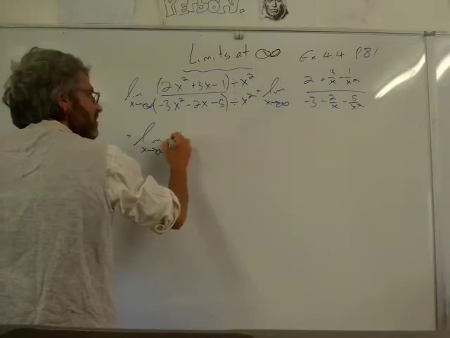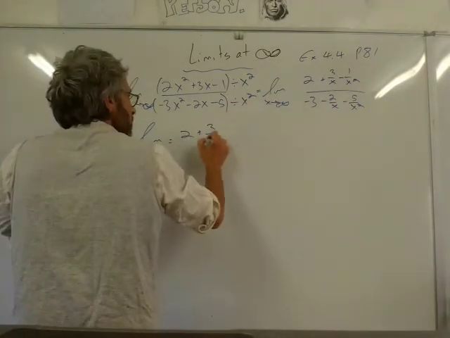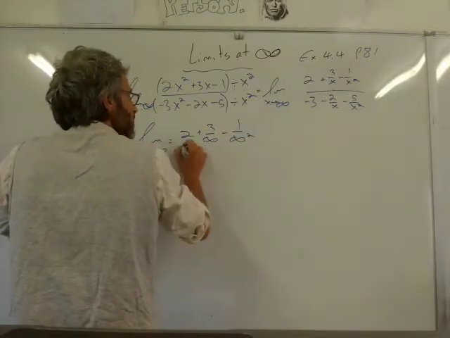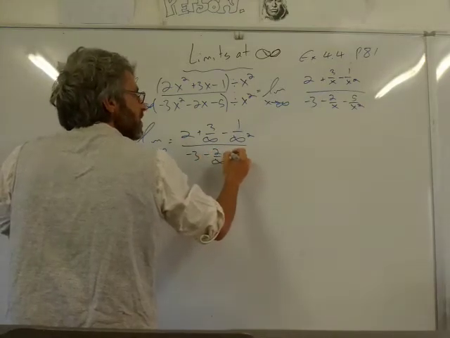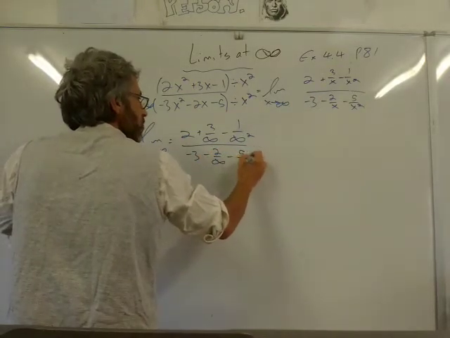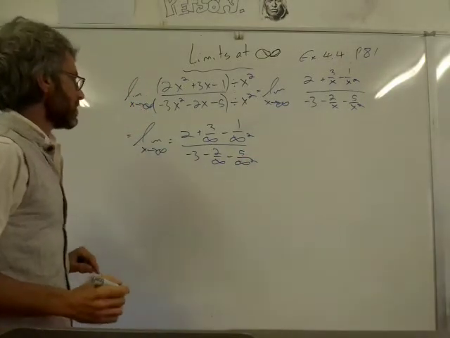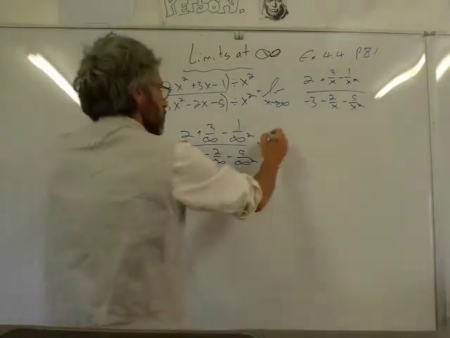X approaches infinity. 2 is just 2, plus 3 divided by infinity, minus 1 over infinity squared, divided by minus 3 minus 2 over infinity minus 5 over infinity squared. And now we know how to do it, because 2 just remained 2.